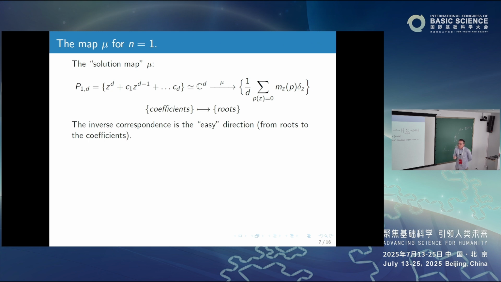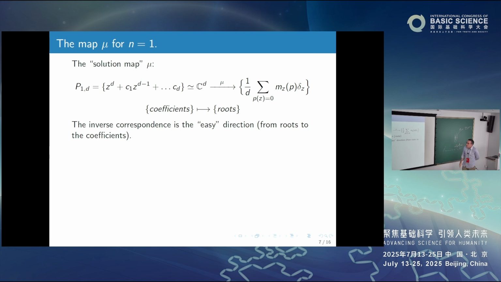Okay, so this is what we have called this map here, associated to a polynomial, the probability measure concentrated on its zero set. From our point of view, it's kind of the solution map, because what it does is that to a polynomial you associate a measure on its zero set. So it's kind of giving you a measure on the space of solutions to your zeros.